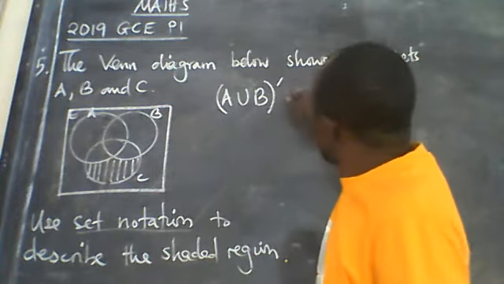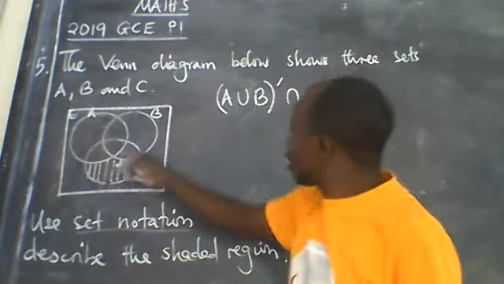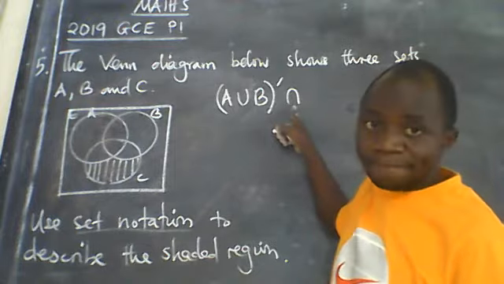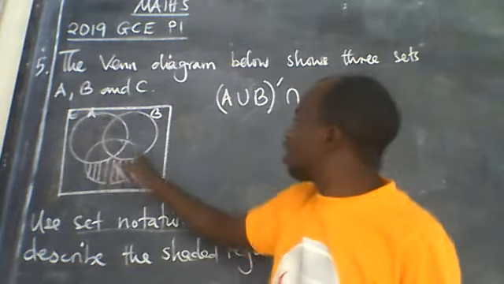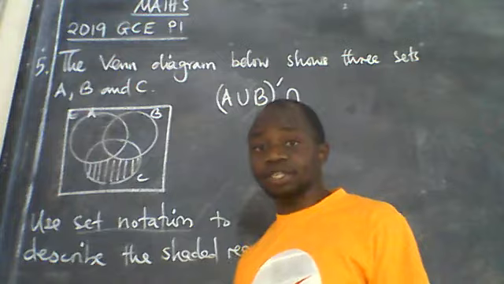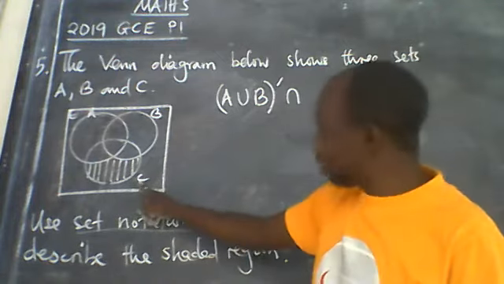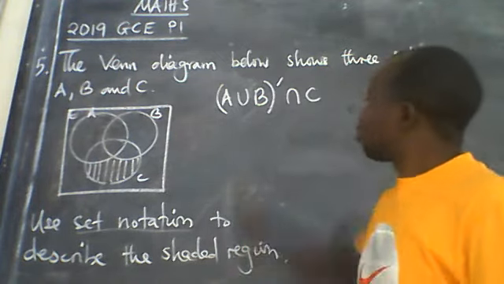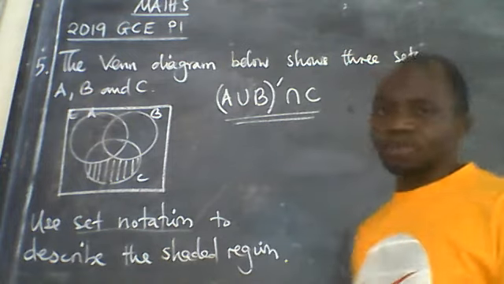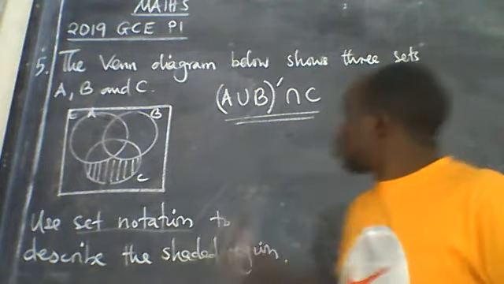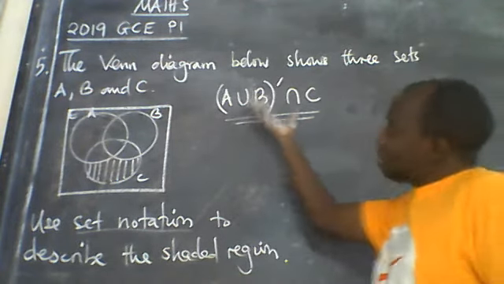Then we have intersection. Don't use the union here, because if you say union, then the other parts will also be affected. But intersection C, you are done. You get the entire 2 marks just there. Now you can even test if this is true.